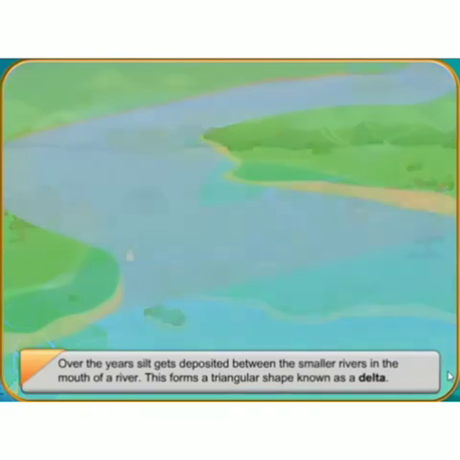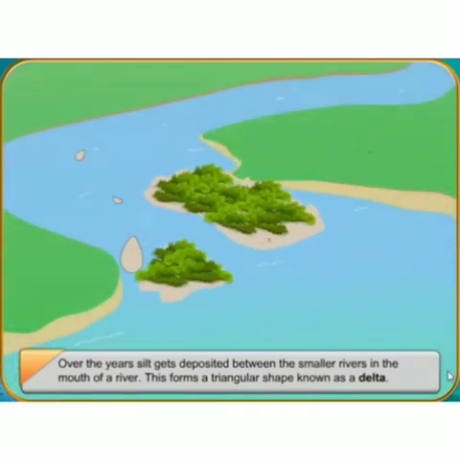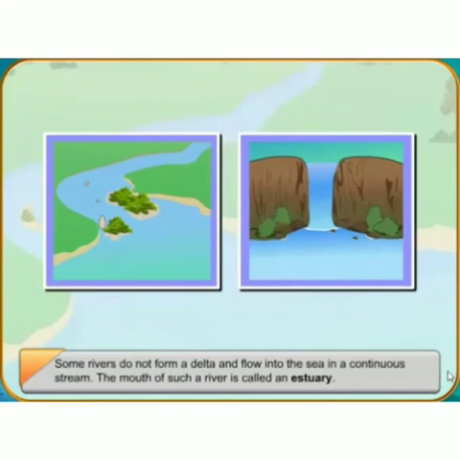Over the years, silt gets deposited between the smaller rivers in the mouth of a river. This forms a triangular shape known as a delta. Some rivers do not form a delta and flow into the sea in a continuous stream. The mouth of such a river is called an estuary. The river estuary is where fresh river water meets salty sea water.